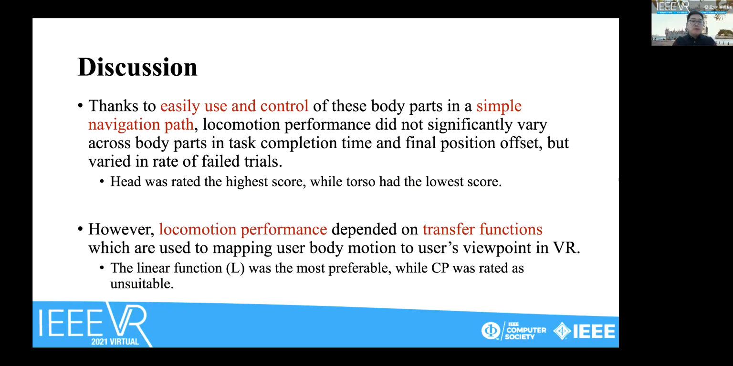And for the discussion of the results, thanks to the ease of controlling the body parts along a simple navigation path, the locomotion performance did not vary across body parts in task time and position offset, but varied in rate of failed trials. Head was rated as the highest score, while torso had the lowest score. However, locomotion performance depends on which transfer functions are used. The linear function was the most preferable, while CP was rated as unsuitable due to its slowest speed.